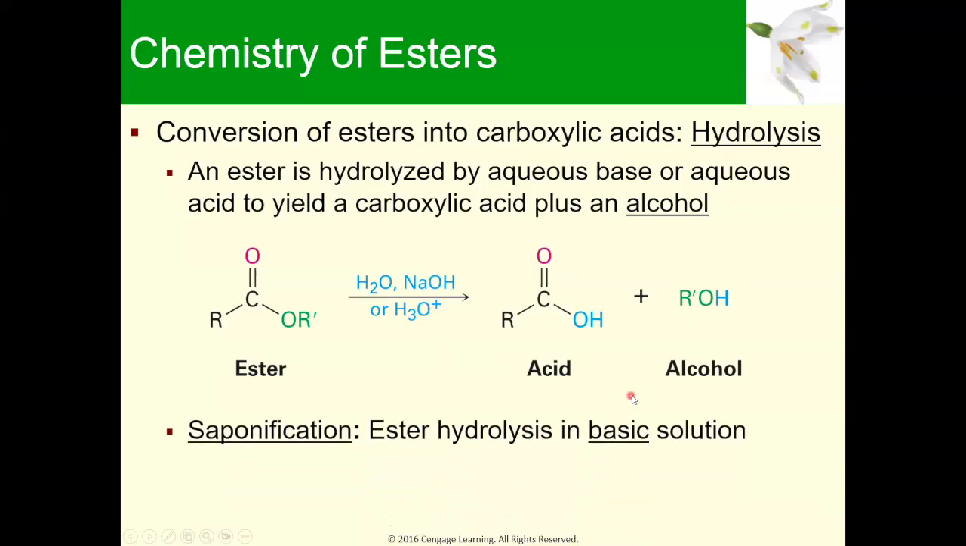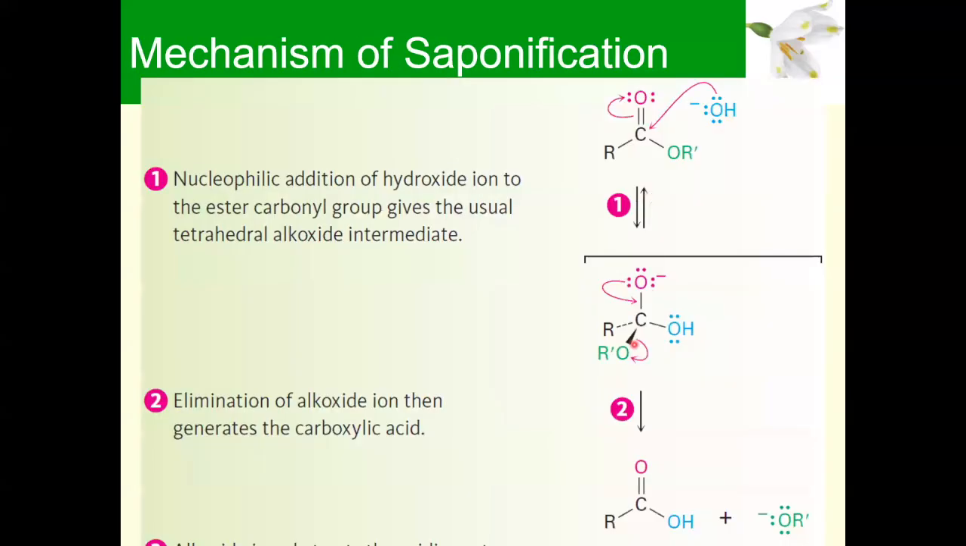As a matter of fact, it's given a special name. It's called saponification. And so that's where you break the ester apart to produce the carboxylic acid and the alcohol under basic conditions. Okay, and here's the mechanism. So again, we start with our ester, and then the hydroxide ion, which of course is the ion that's present when you have a basic solution.